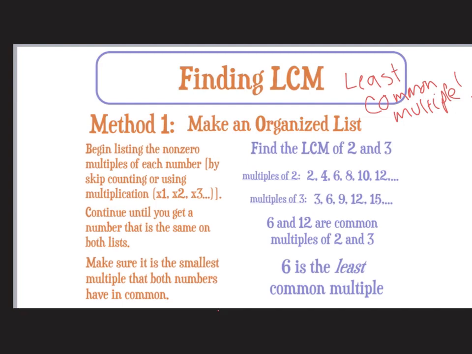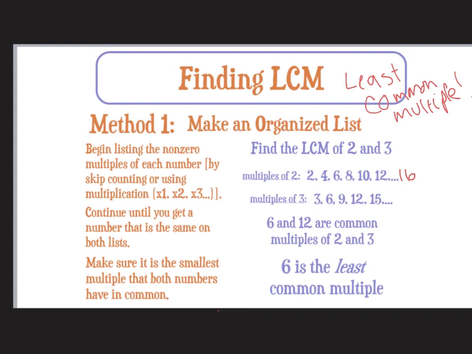So if we're going to find the LCM, or least common multiple, of 2 and 3, the multiples of 2, right? So that'd be 2 times 1 is 2. 2 times 2 is 4. 2 times 3 is 6. 2 times 4 is 8. 2 times 5 is 10. 2 times 6 is 12. We could go out one more. 2 times 8 is what? 16. And the multiples of 3.